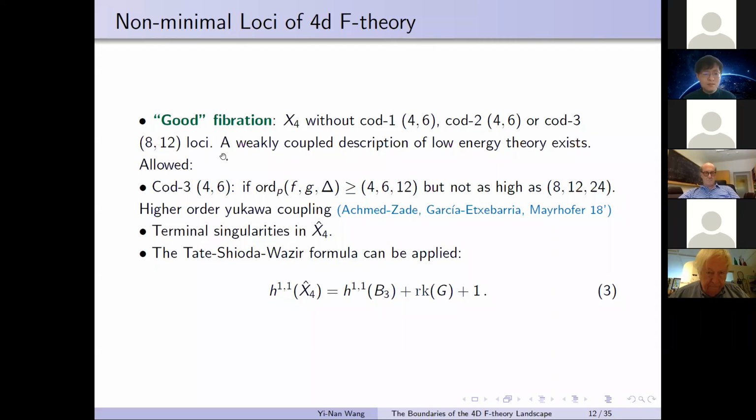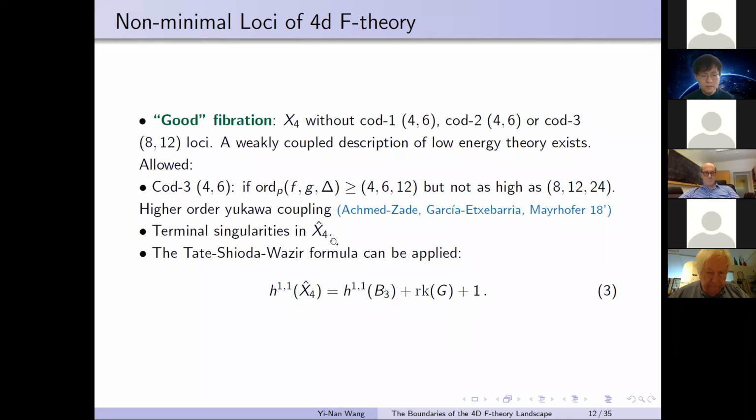Nonetheless, even in the definition of good fibration, we also allow a number of non-flat loci, such as the codimension 3, 4, 6, which encodes some interesting higher order couplings. And we also generally allow the appearance of terminal singularities.